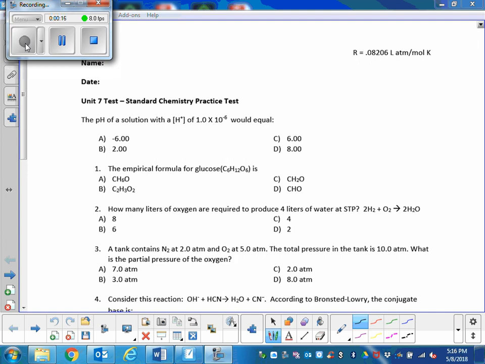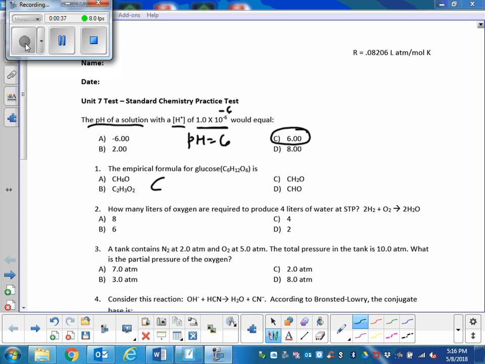Whenever you're answering a question with the pH of a solution, you're supposed to look at the hydrogen ion concentration and the number that's given to you. Do you see the -6 here? That means if it's -6, the pH will become 6. So you circle 6.